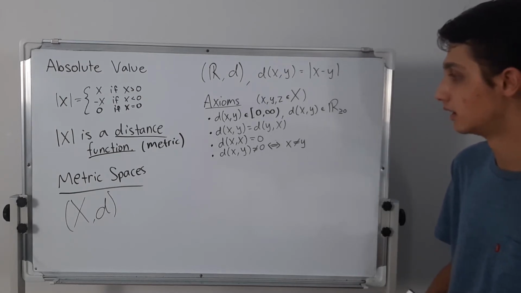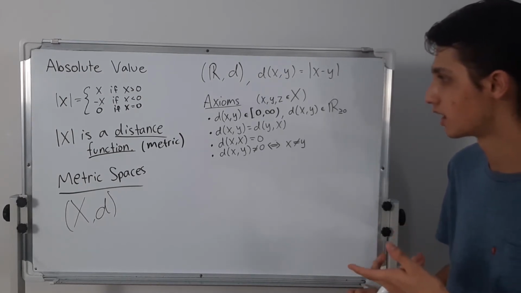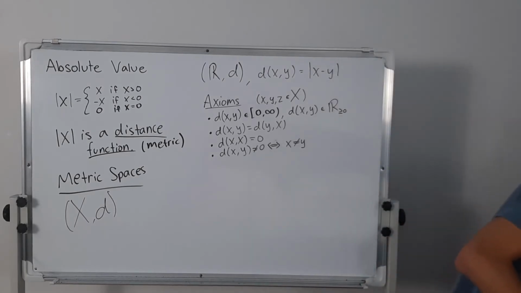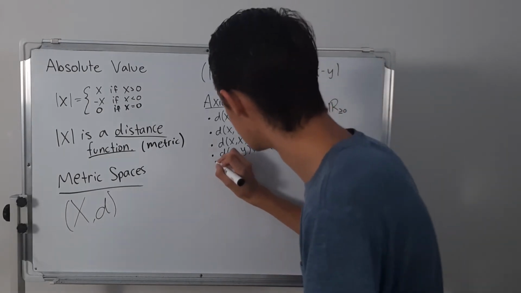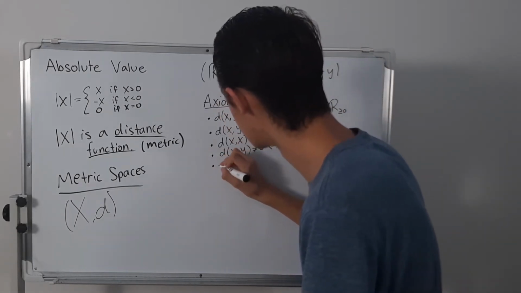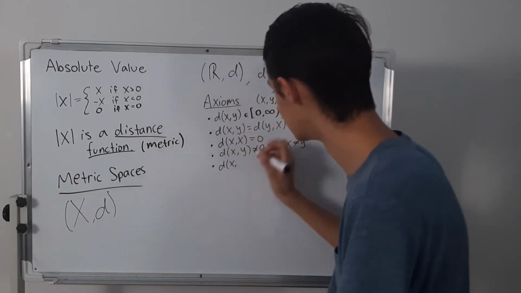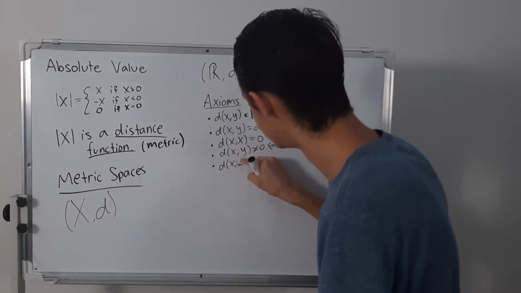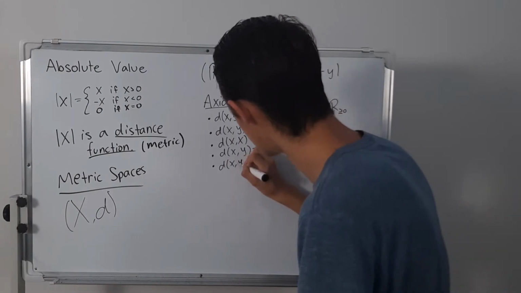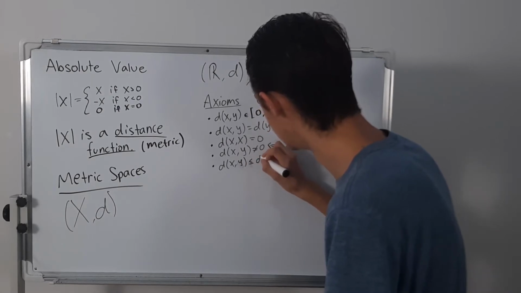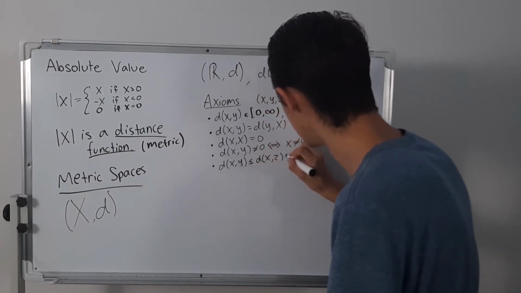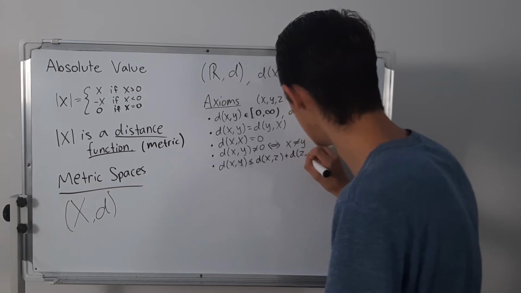Okay, so I think there's just one more axiom that we have to cover. Let me just make sure. Yeah, there's just one more axiom. And this is known as the Triangle Inequality. So let me just write it out first. The distance between x and y is less than or equal to the distance between x and z plus the distance between z and y.